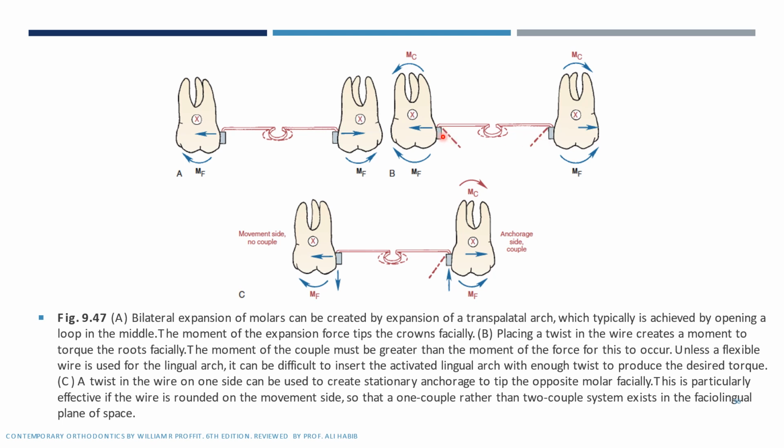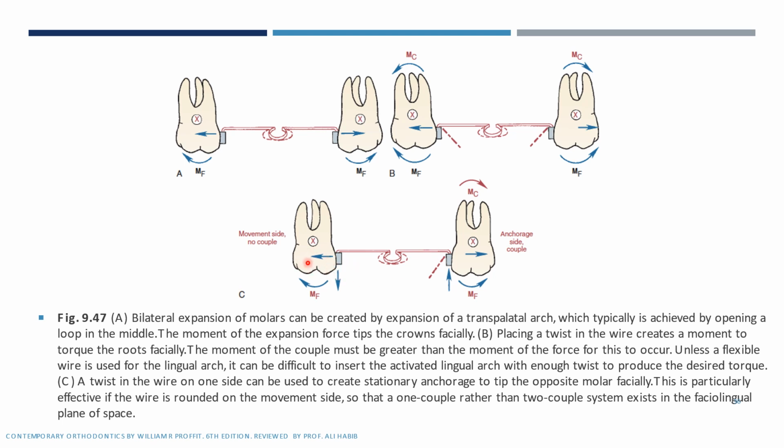So we activate the couple in the bracket, in the tube, sorry. When we do that, a V bend here and a V bend here help to apply another moment of the couple that will cancel the moment of the force. And it has to be large enough to resist the flaring effect, if you want to do just expansion, bodily expansion.